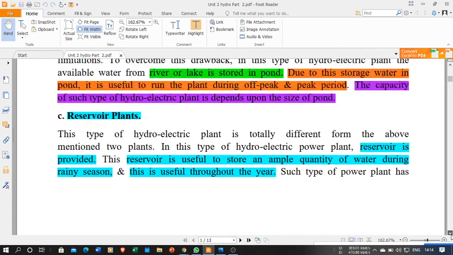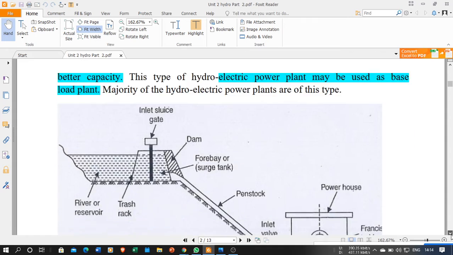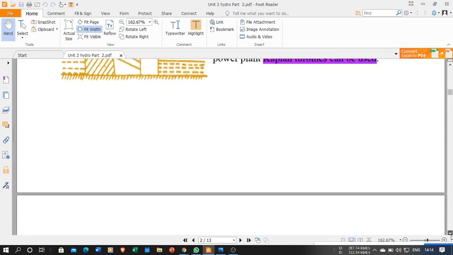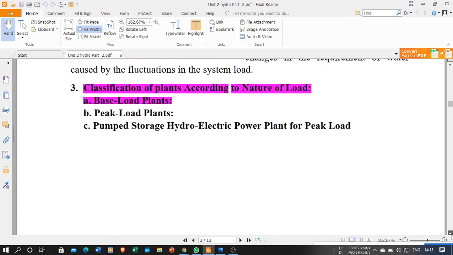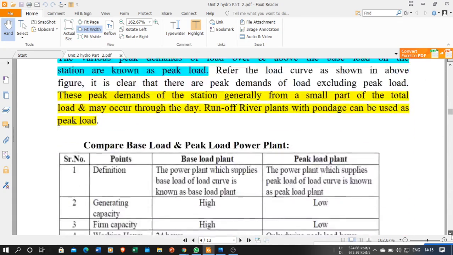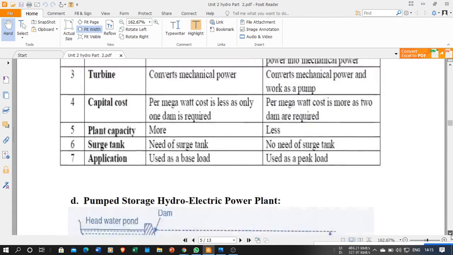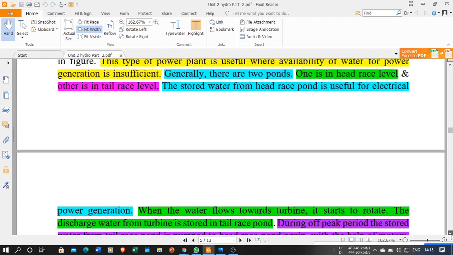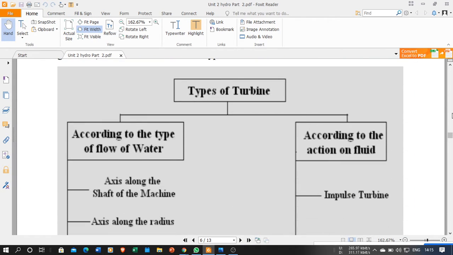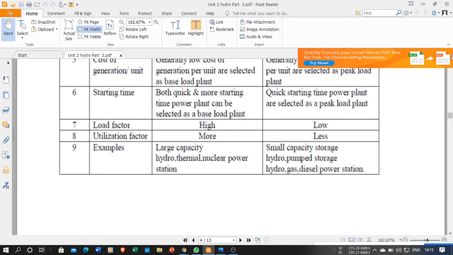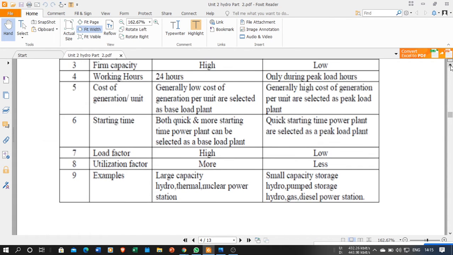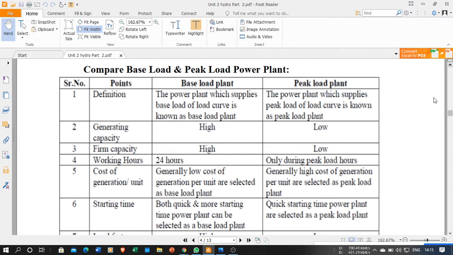So these are the various types of power plants we discussed in the previous lectures. Today we are going to discuss the most important thing in the power plant, that is the turbine. These are the various types of power plants, and there are some differences between them that we did not discuss in the last lecture. What is the basic difference between the base load plant and the peak load plant? That we are going to discuss. The base load plant supplies the base load of the load curve, and is known as the base load plant.